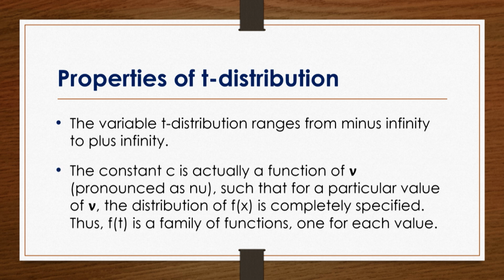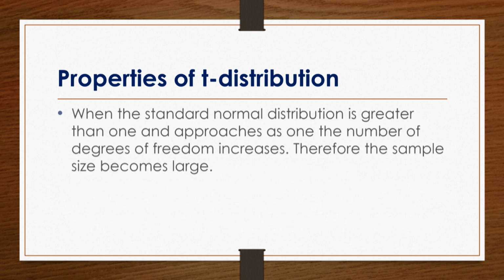The constant C is actually a function of nu, such that for a particular value of nu, the distribution of f of x is completely specified. Thus, f of t is a family of functions, one for each value of nu. The variance is greater than 1 and approaches 1 as the number of degrees of freedom increases. Therefore, the sample size becomes very large.